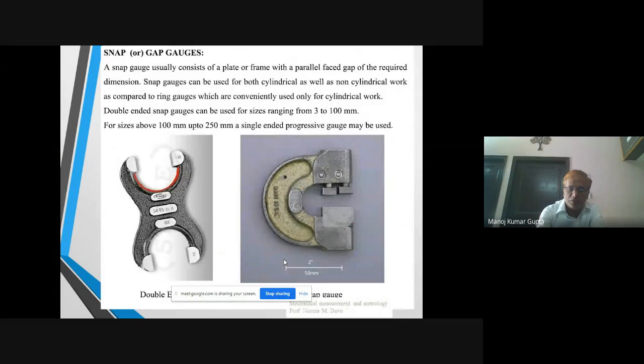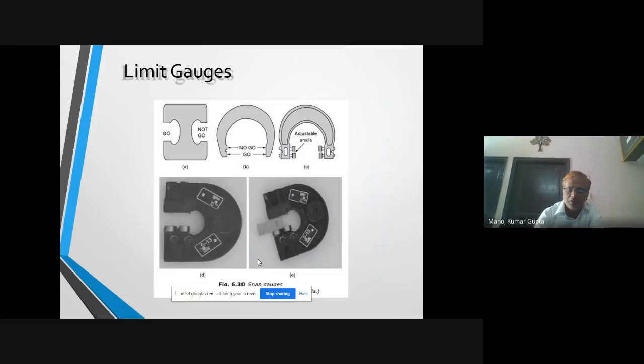Snap or gap gauges, limit gauges. This is not go, this is go. On the one side too, this is go side, from here it will not go. These are having two ends, one is go type and other is not go type. This is adjustable anvil.